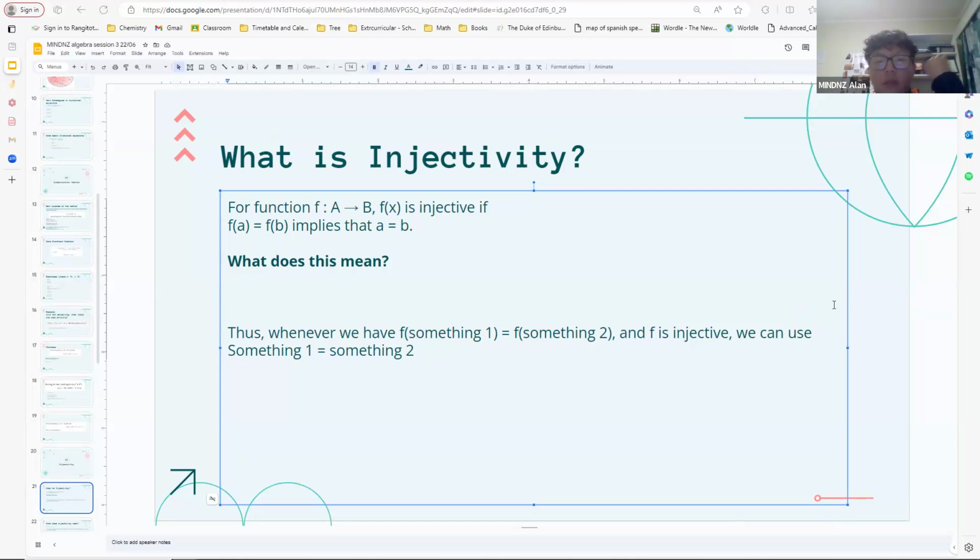Can someone tell me in chat what they think this statement means? How is this statement important? And how could it be used in a functional equation? Oh, okay. So basically, if we have f of something 1 equals f of something 2, then we could just use something 1 equals something 2. So basically, we're dividing by f.